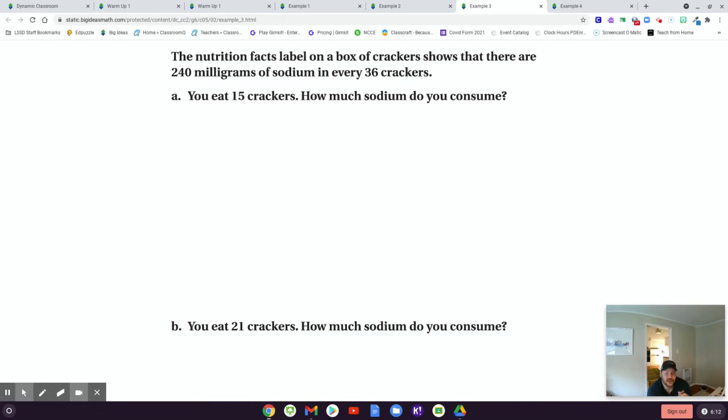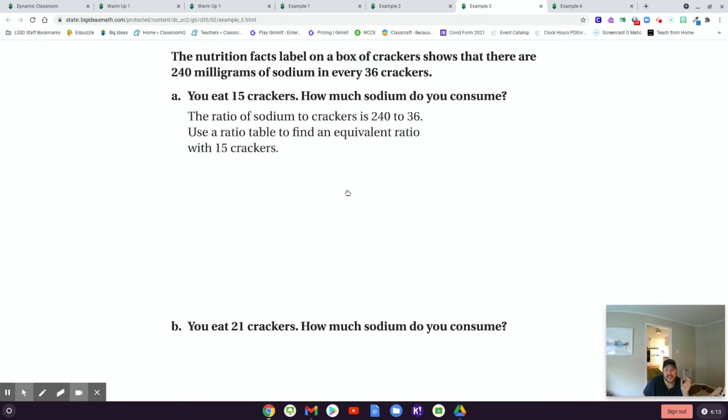You eat 15 crackers. How much sodium do you consume? So I would like you right now to try to solve this however you want to solve it. I'd suggest attempting a ratio table, and then we'll go over how to do it using a, I believe, simplified ratio. All right, let's see how we did here.